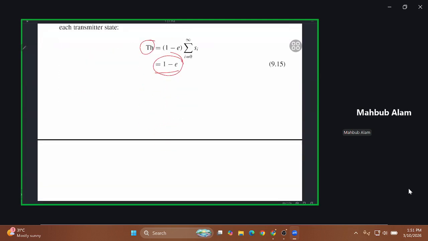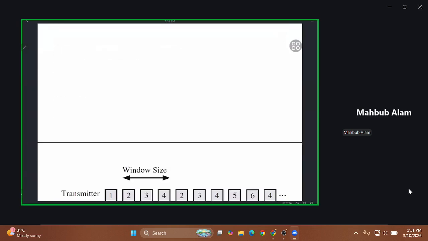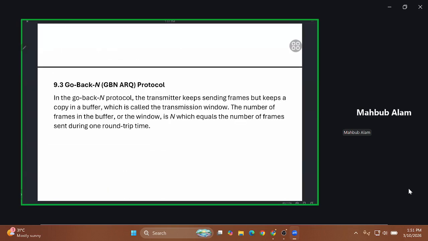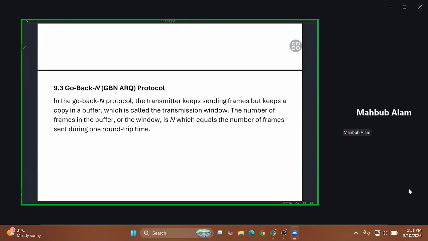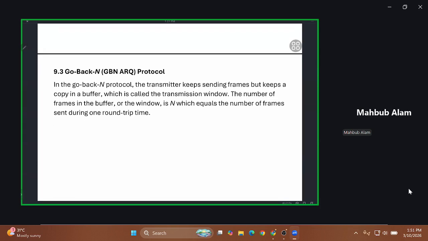Before we finish the class, let me introduce the next one. Otherwise, in the next class, we will not be able to finish two protocols, go back N and selective repeat. In case of go back N, as I mentioned, an interesting thing happens. Say you sent 2 packets. You have 3 cases. Packet 1 is successful. Packets 1 and 2 are successful. Or none of the packets is successful.